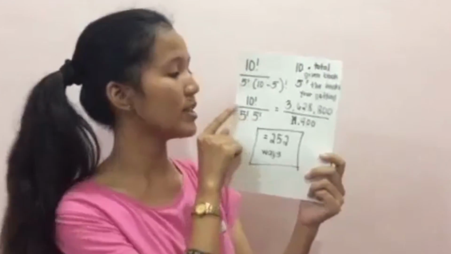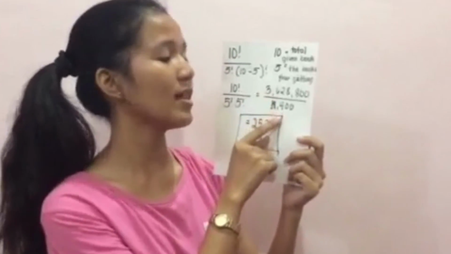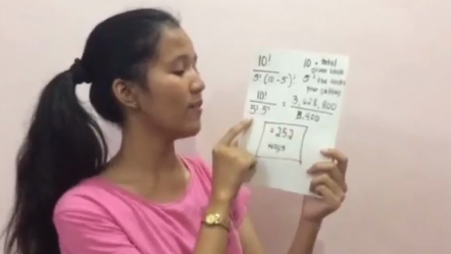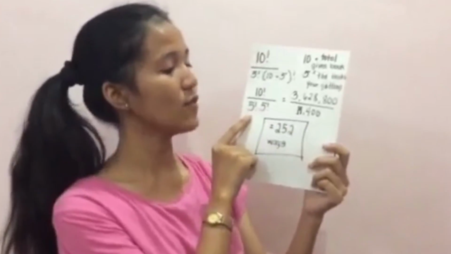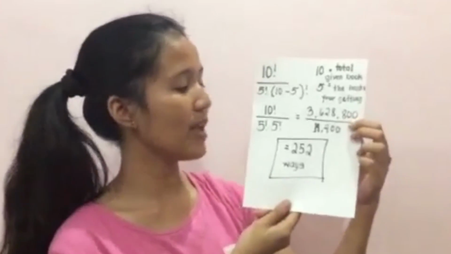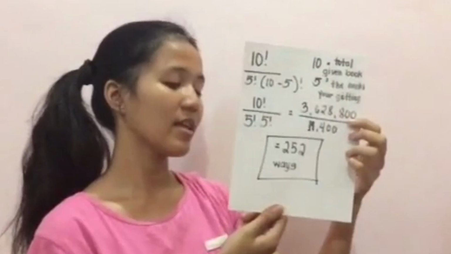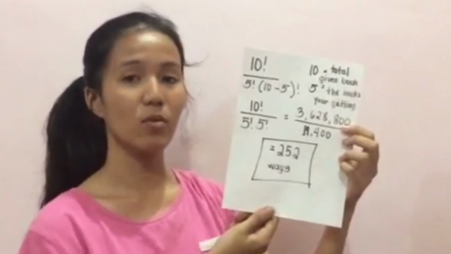If you substitute the 10 factorial, it will be 3,628,800, while 5 factorial times 5 factorial is 14,400. If you divide the two, you'll be getting 252 ways of getting 5 books from 10 books on a shelf.